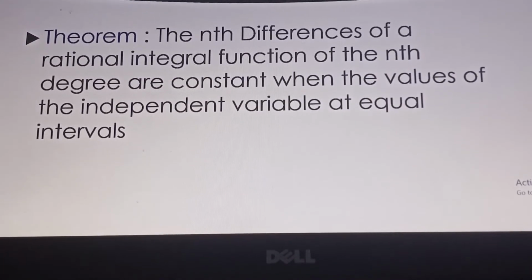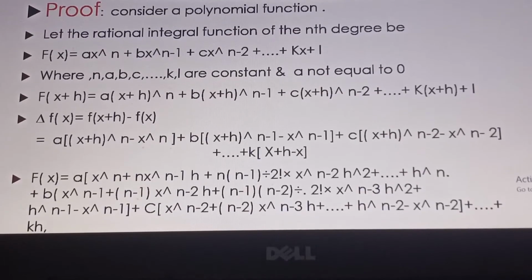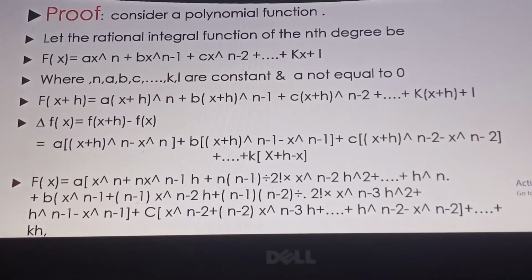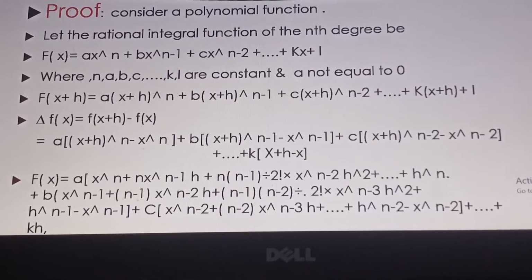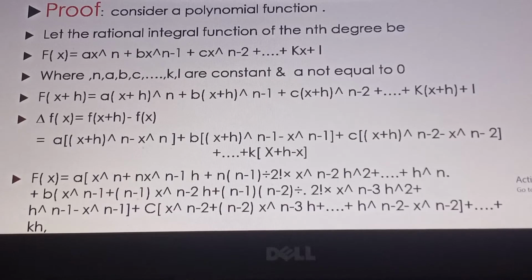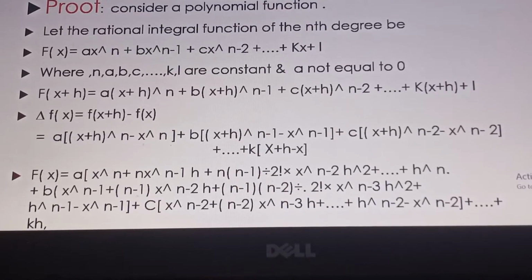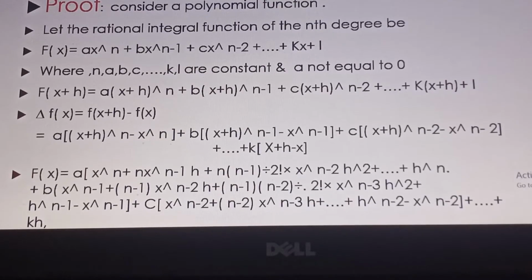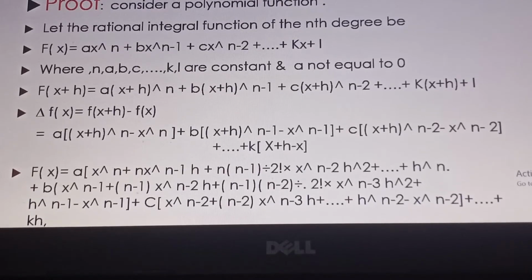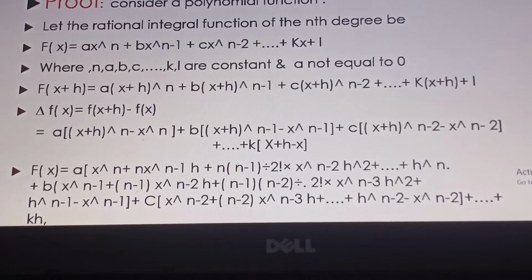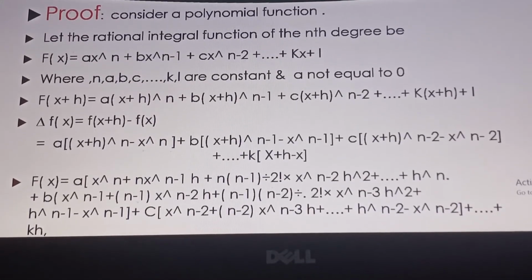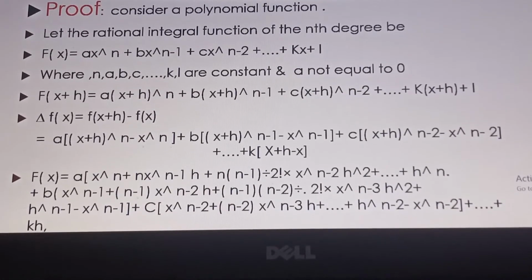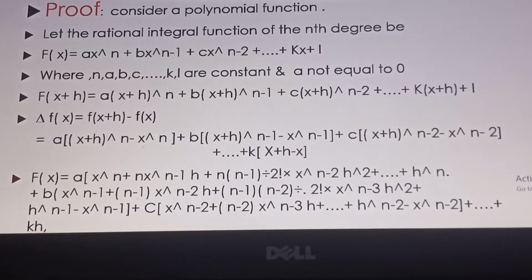So let us come to the proof of the theorem. Consider a polynomial function. Let the rational integral function of the nth degree be f of x equals a into x raised to n plus b into x raised to n minus 1 plus c into x raised to n minus 2 plus up to kx plus l, where n, a, b, c up to k, l are constants and a is not equal to 0.